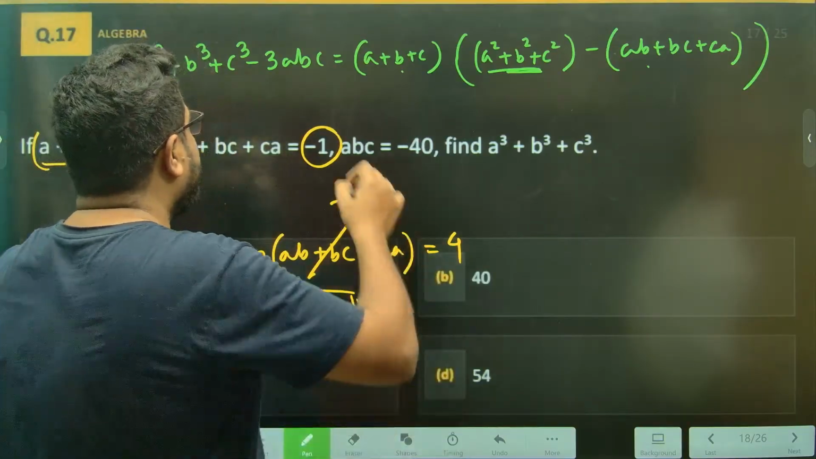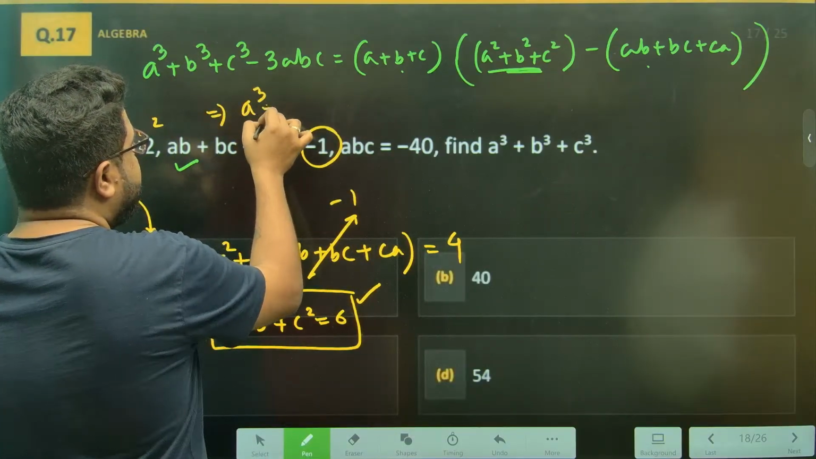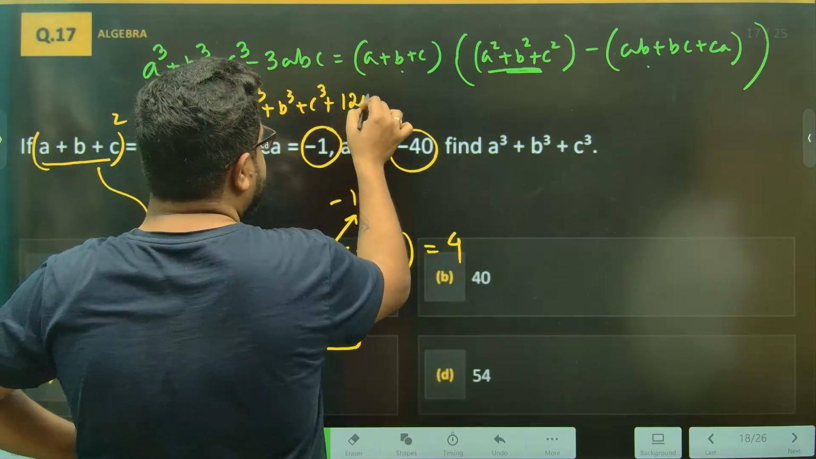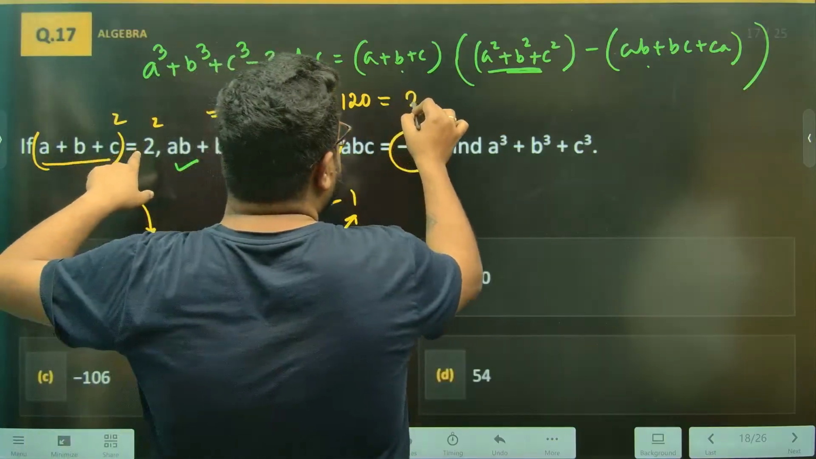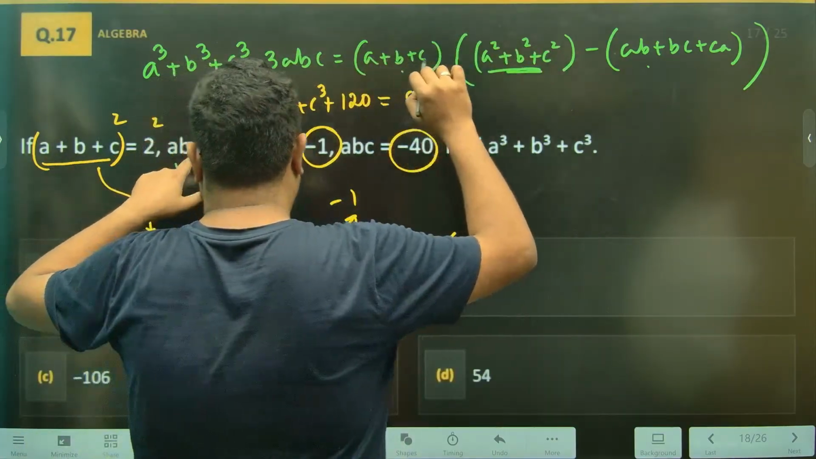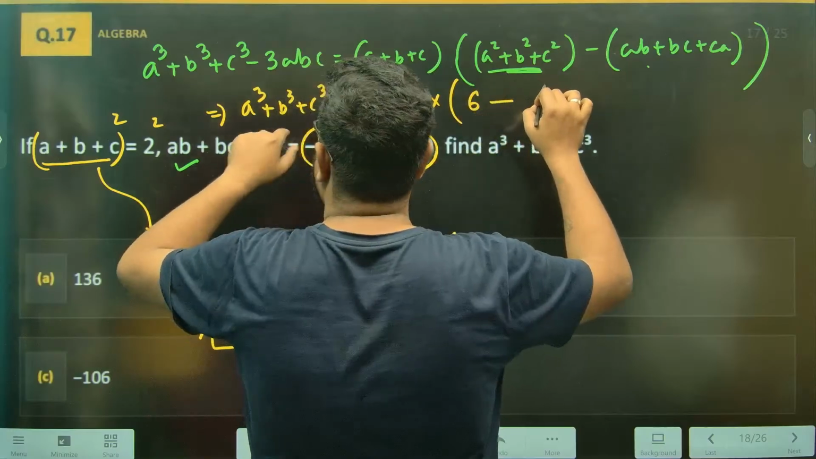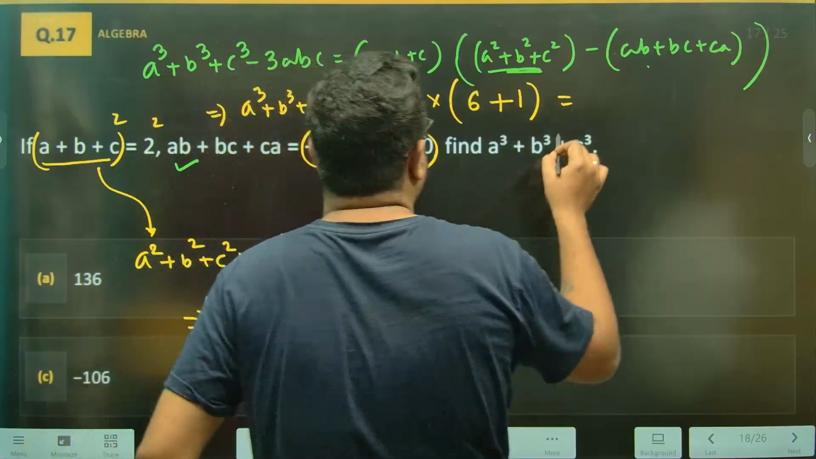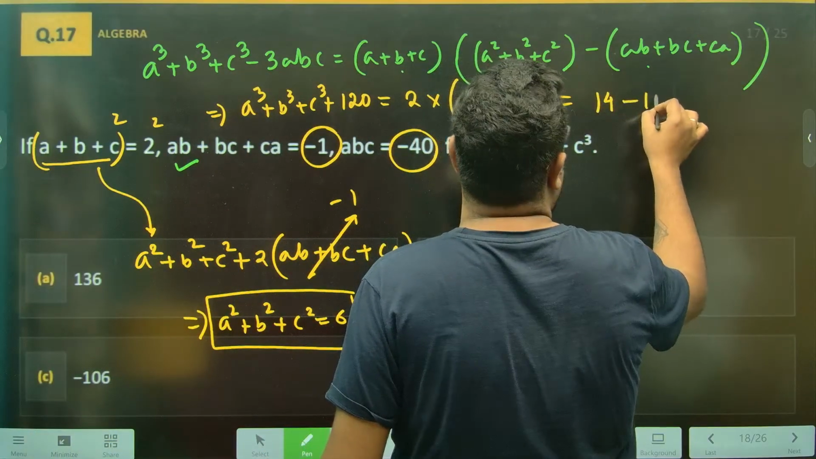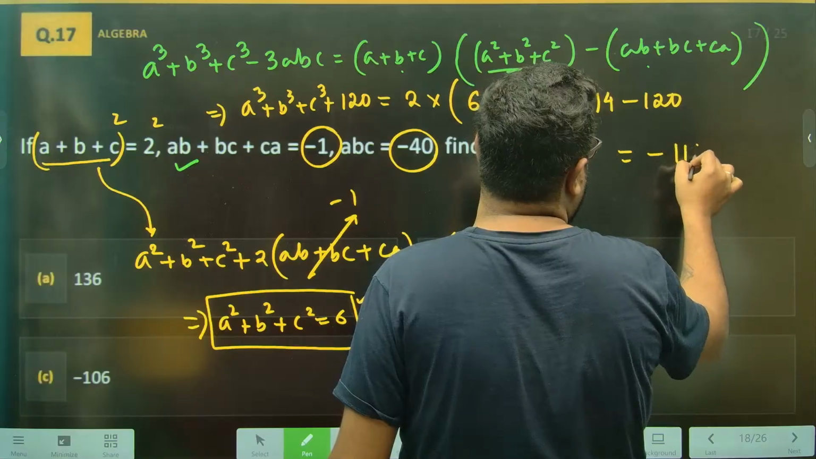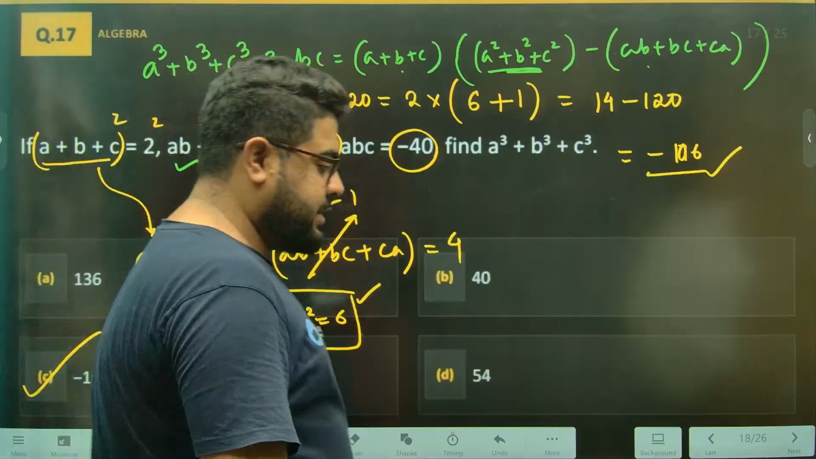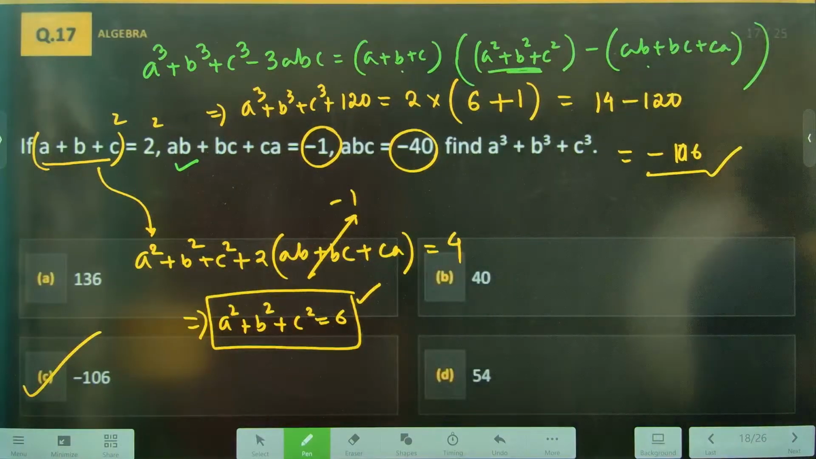Done. So again, if I put the values here, a cube plus b cube plus c cube minus 3abc, meaning minus minus plus this one, is equal to a plus b plus c, which is 2, into a square plus b square plus c square, which is 6, minus ab plus bc plus ca, this is, so minus minus plus 1. So this is going to be 14 minus 120, which will be minus 116. Sorry, minus 106. Sir, option number C, minus 106 is there. That has to be your correct answer.